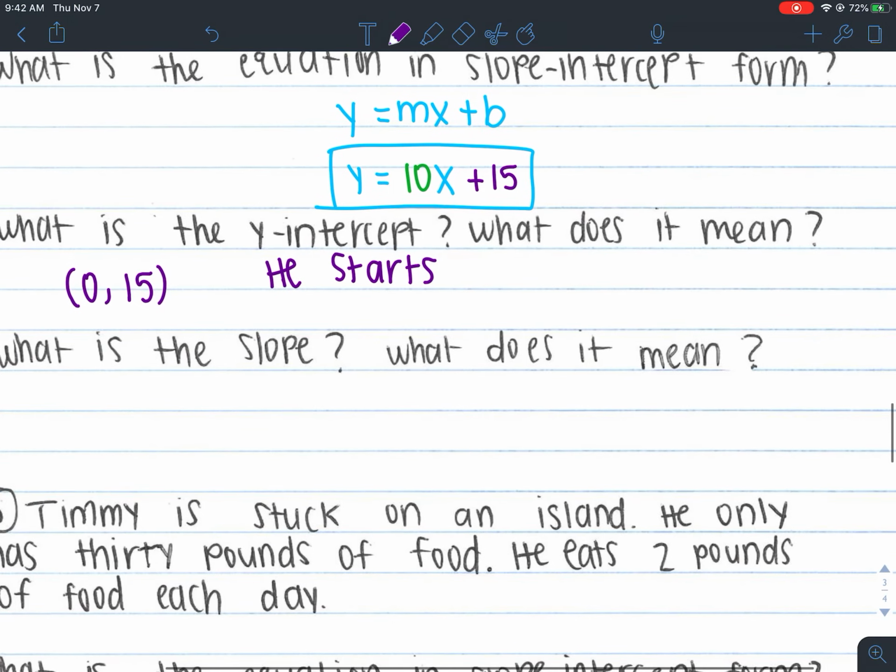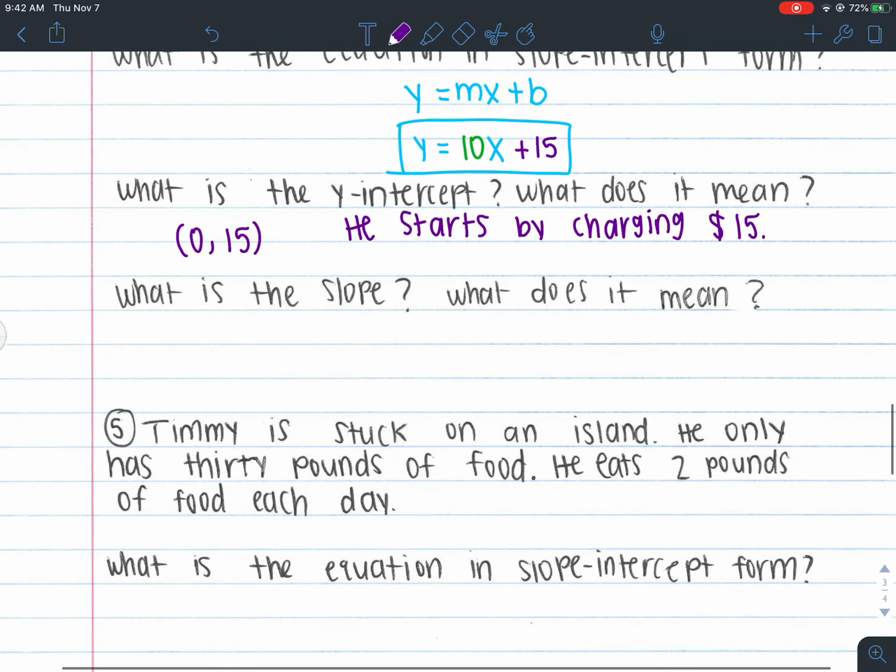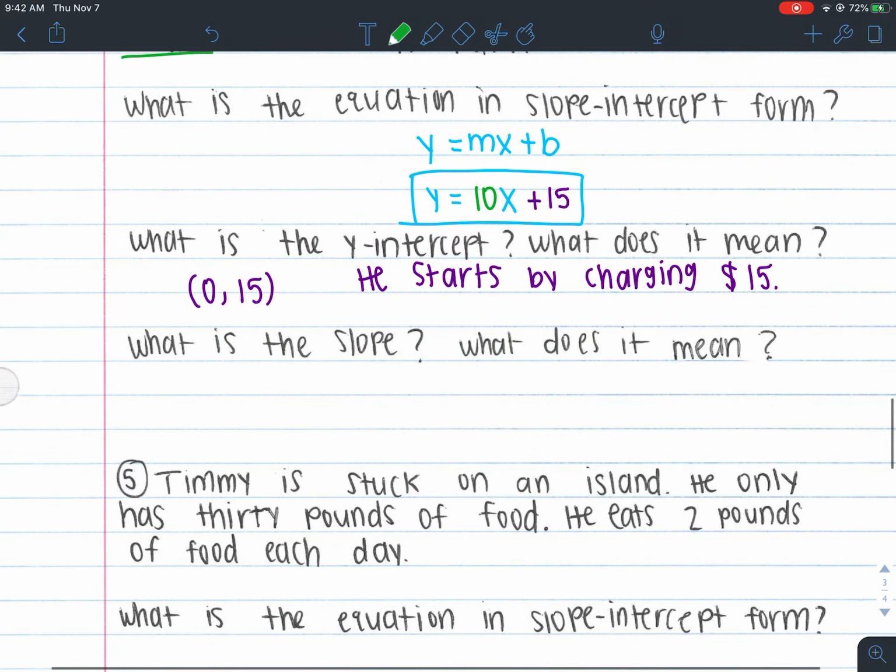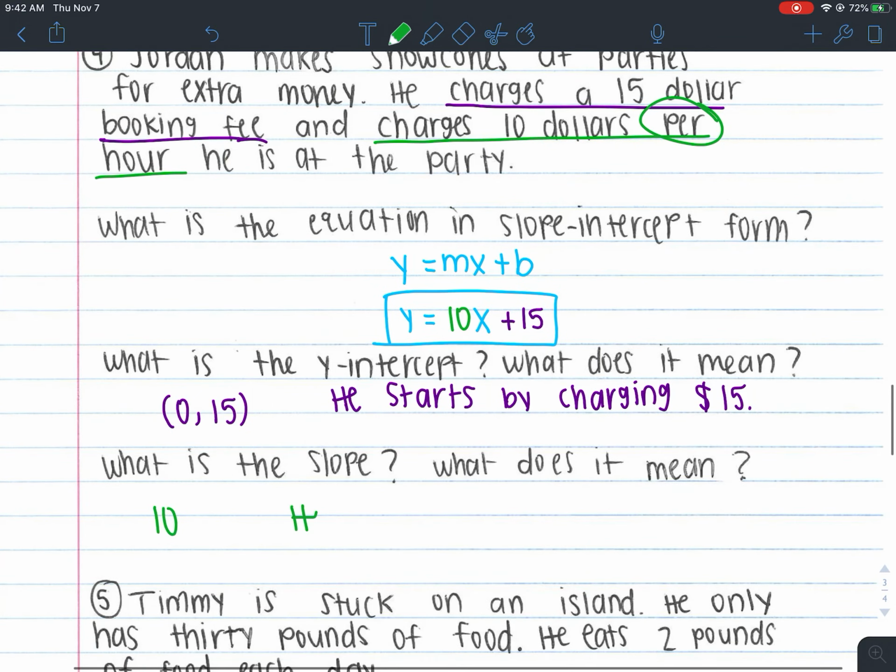So let me go back down. So he starts by charging $15. He starts by doing that. That's what the y-intercept means. What's the slope? Our slope here would be 10. Okay, because it's always attached to x, because it's m, right? Our slope is 10. So our slope, what does it mean? It means that he charges $10 per hour.